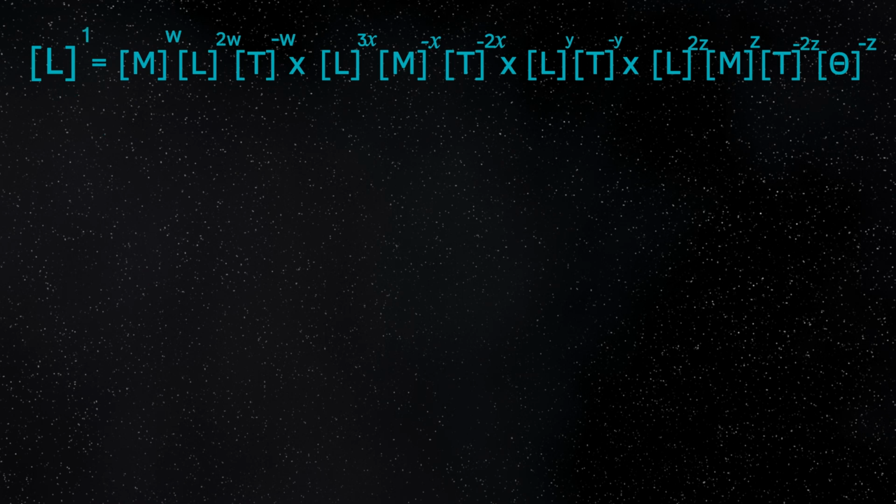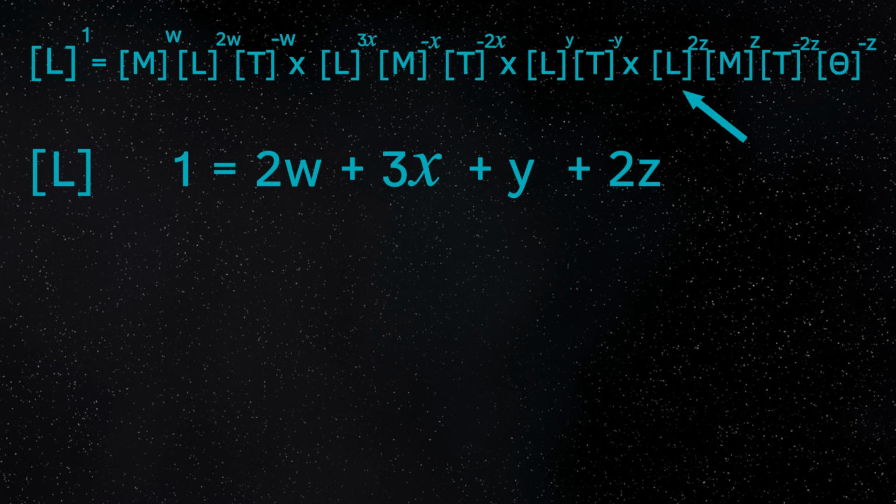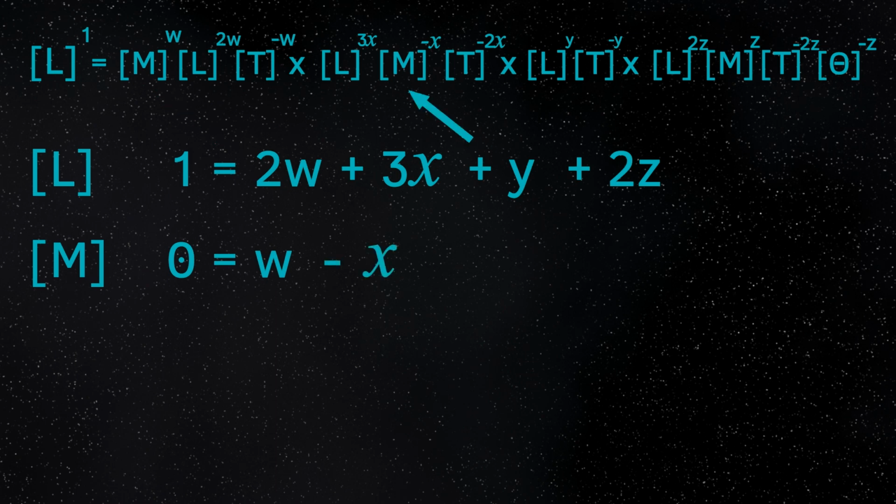So let's now come up with some equations for each of L, M, T, and theta. We're going to separate out the values and develop some equations that are going to help us work out the values of w, x, y, and z. First then, let's look at the powers of L. On this side of the equation, we have L to the 1, so that's 1. And that equals 2w plus 3x plus y plus 2z. Now let's consider the M's. We've got no M's on this side of the equation, so this is 0. And so 0 equals w minus x plus z.